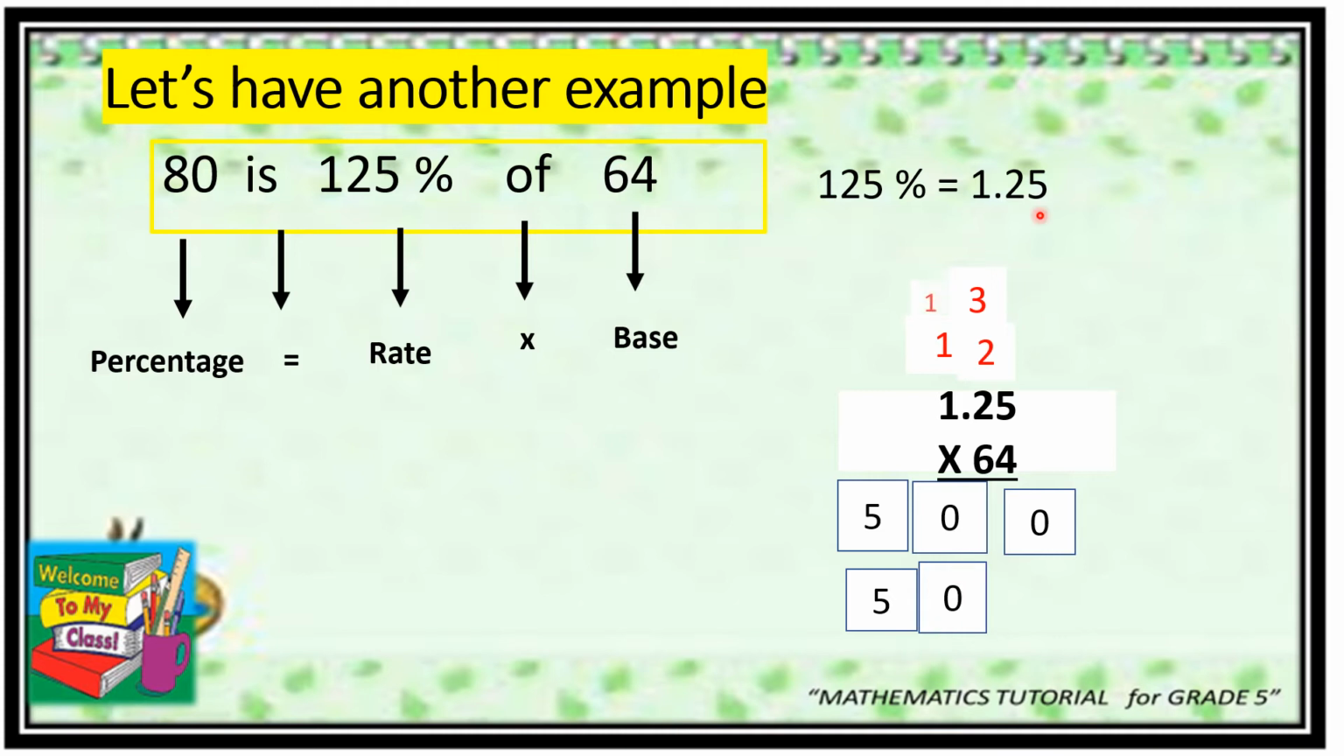5 sa baba, 1 sa taas. Carry 1. Next, 6 times 1 equals 6 plus 1 na nasa taas equals 7. So, ang tawag dyan ay partial product. So, meron tayong dalawang partial product, yung 500 and 750. Anong gagawin po diyan? You will add.